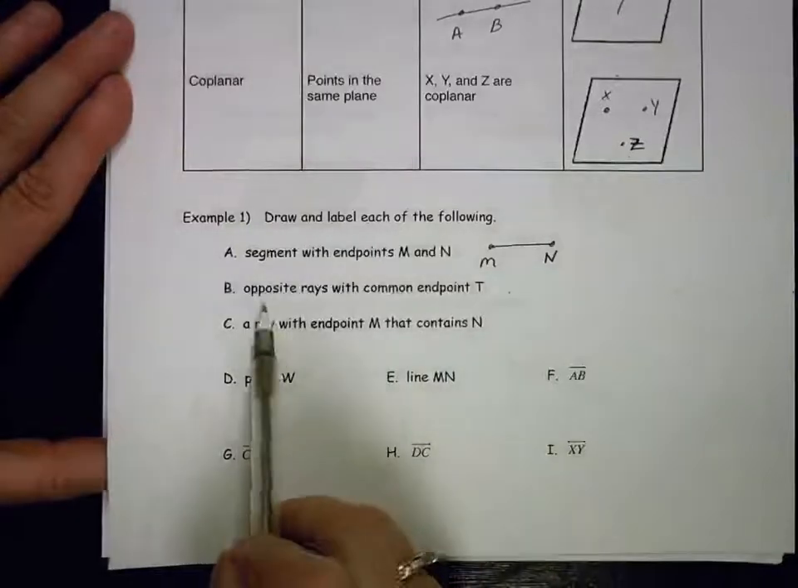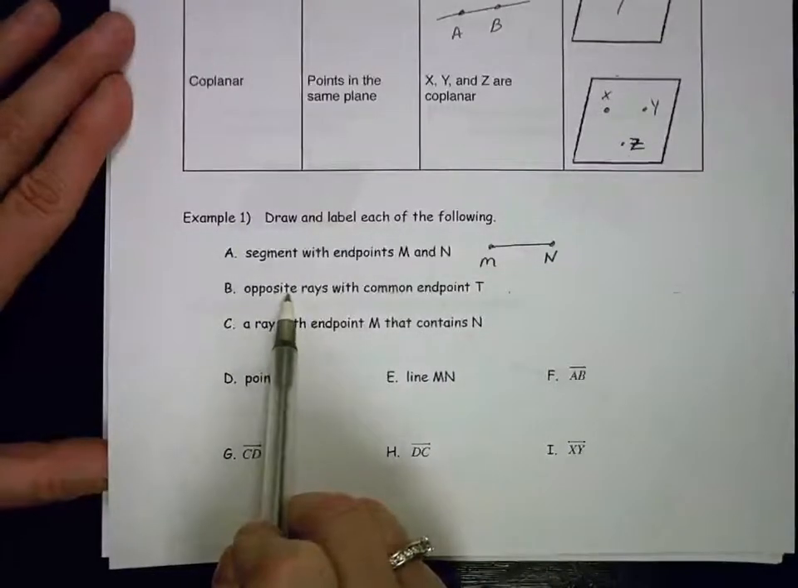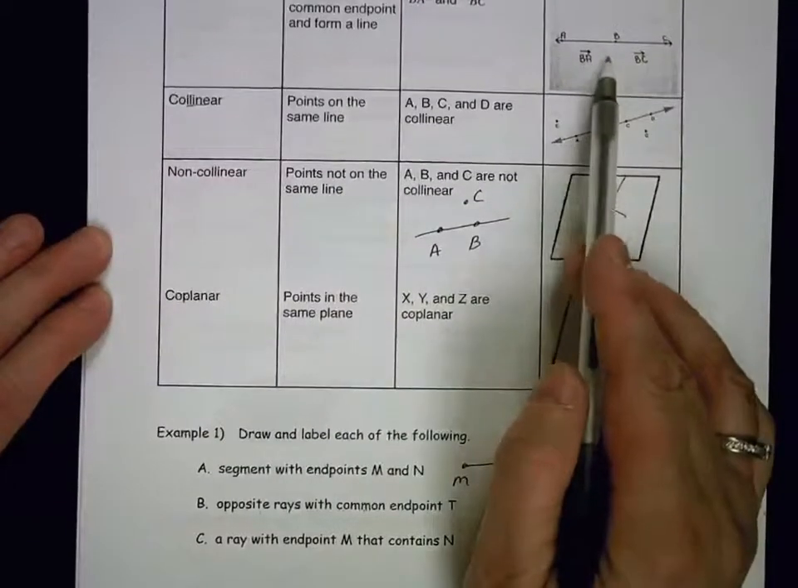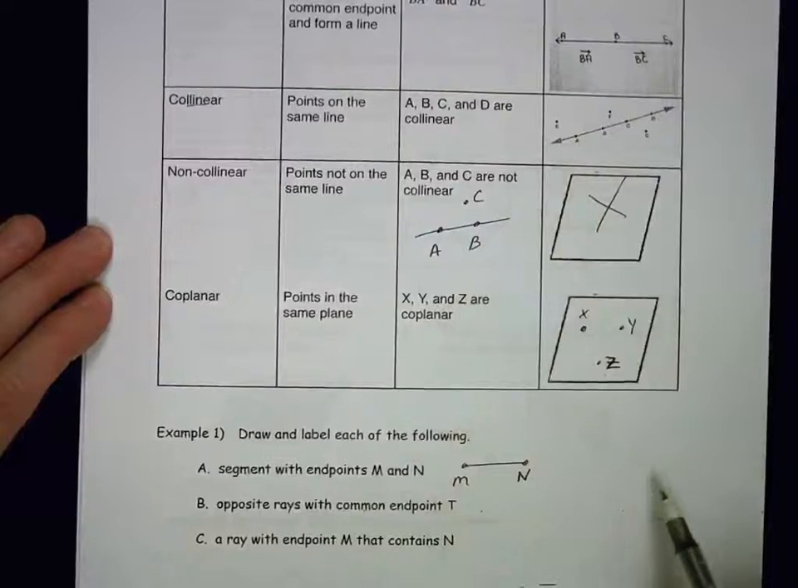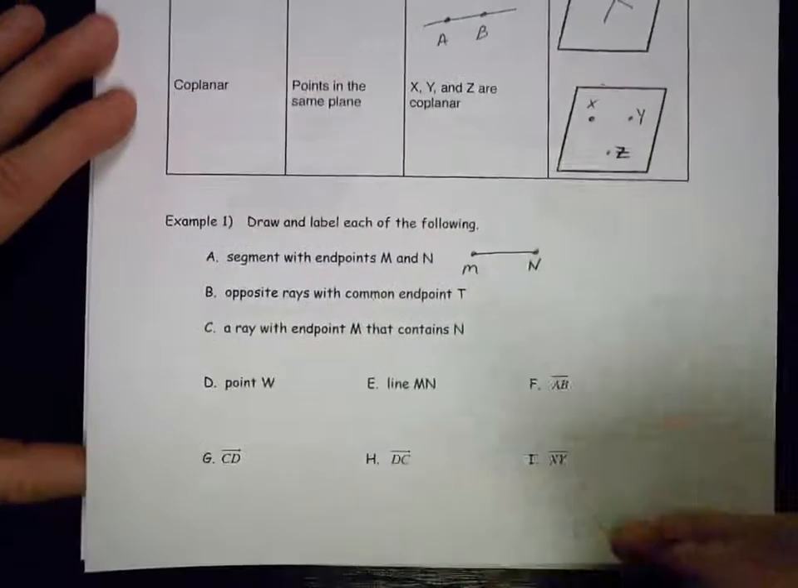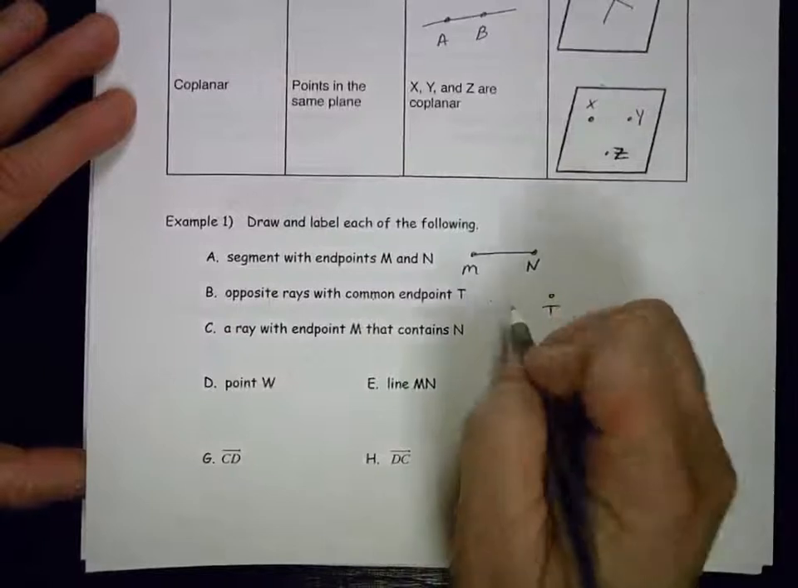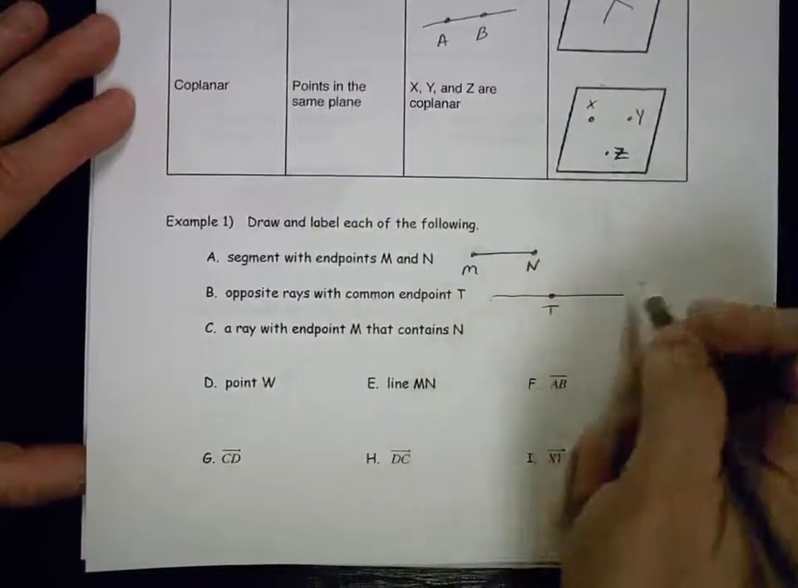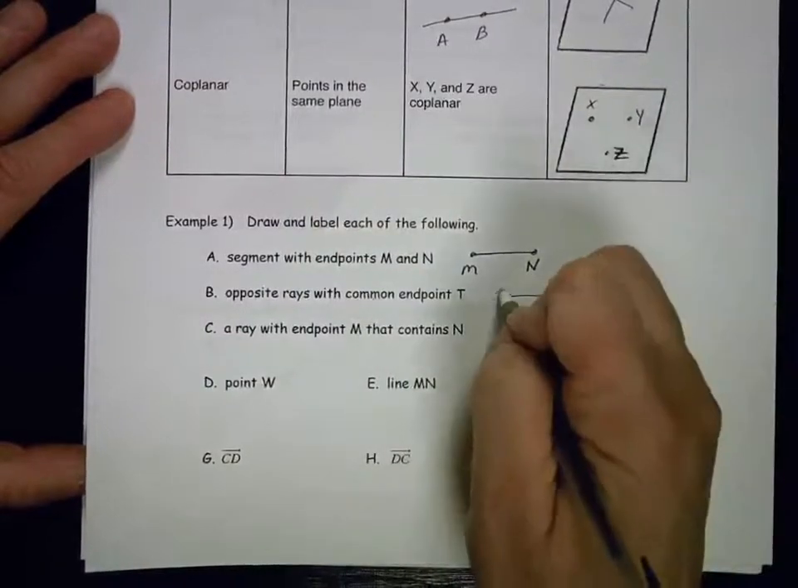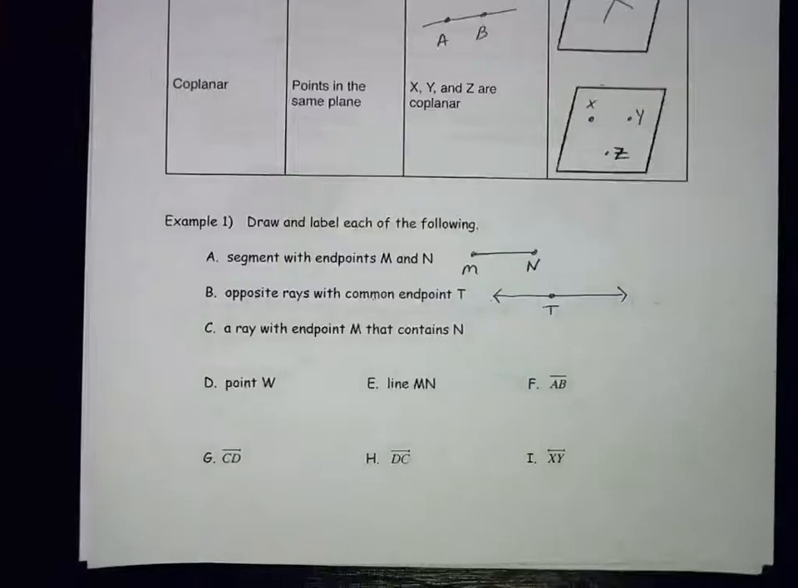Letter B, opposite rays with common endpoint T. And if you look up here, right at the top of your paper, there's a hint for you with opposite rays. So we're going to put this point T in the middle, and we are going to have rays that go in opposite directions.